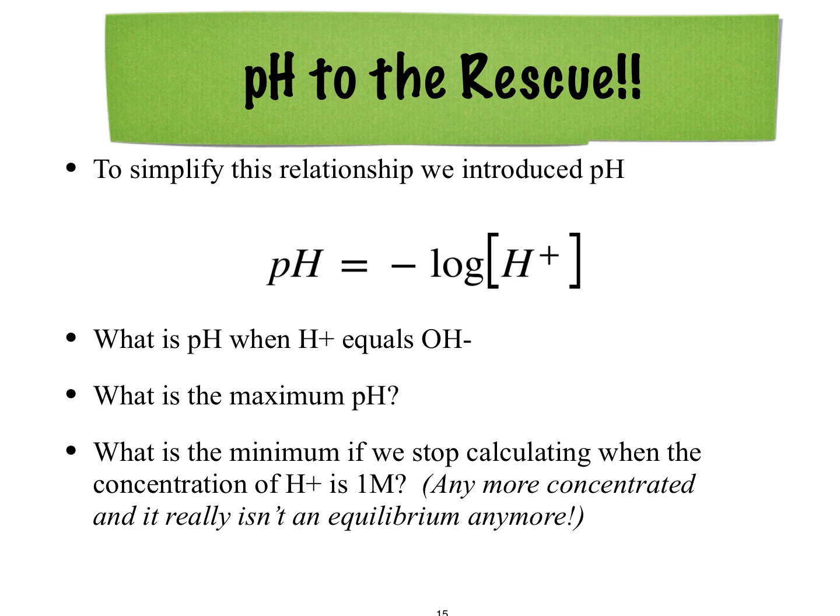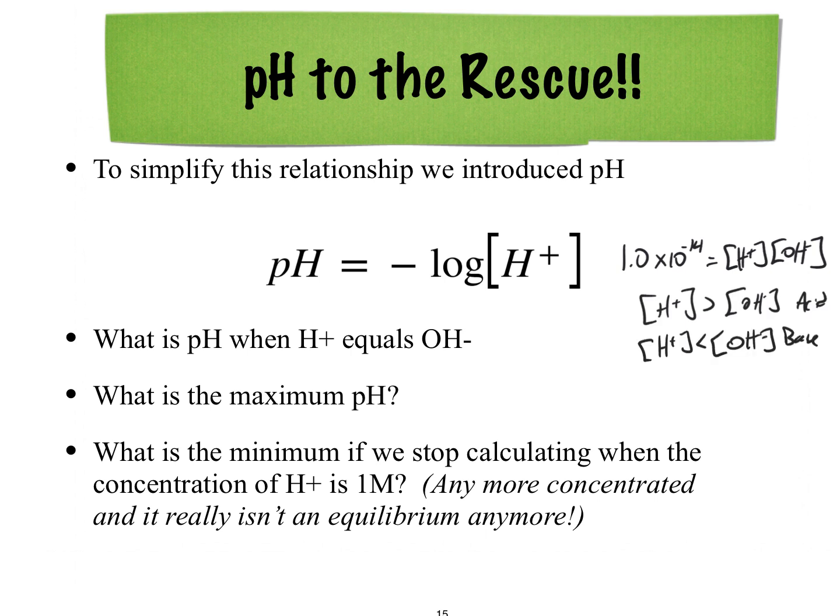Hey everybody, in this next video lesson, we're going to talk about pH and how to calculate pH. Now, in the last lesson, we talked about how water is at equilibrium and it produces concentrations of H plus and OH minus, and the higher the concentration of H plus, the more acidic it is, and the lower the concentration of H plus, the less acidic it is.